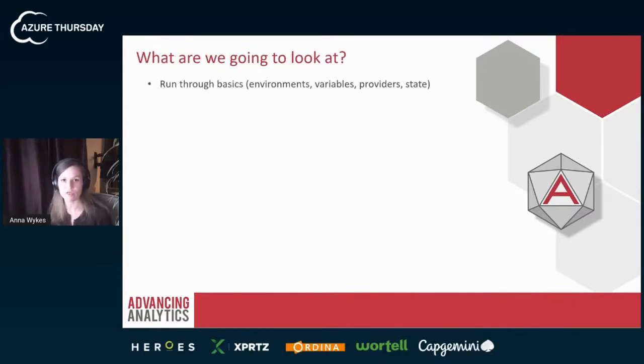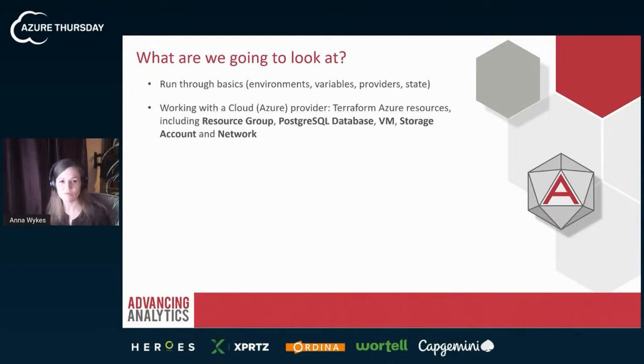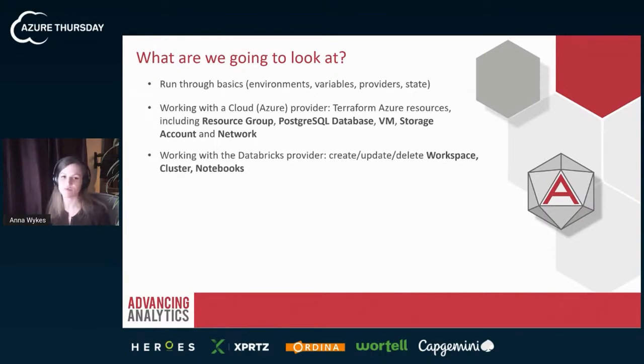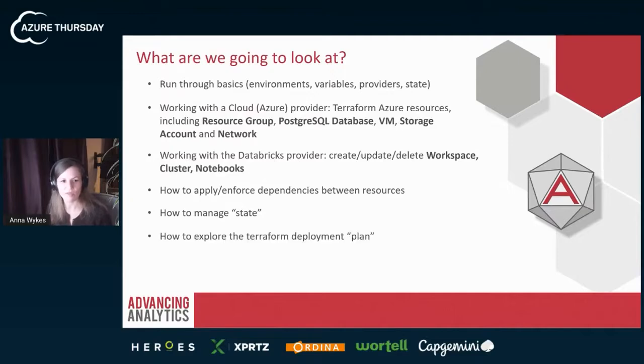So specifically, what are we going to look at? We're going to run through the basics. We're going to look at working with a cloud provider, so in this instance, Azure. We're going to create a resource group, Postgres SQL database, a virtual machine, storage account, and network. And then we're going to look at working with the Databricks provider. This is an example of a provider that isn't a CSP. It's one of the many providers that you get when you're working with Terraform. So we're going to look at creating, updating, deleting workspaces, clusters, and notebooks, and how to apply and enforce dependencies between resources, how to manage the Terraform state, how to explore the Terraform deployment plan, and how to work with Terraform in Azure DevOps.